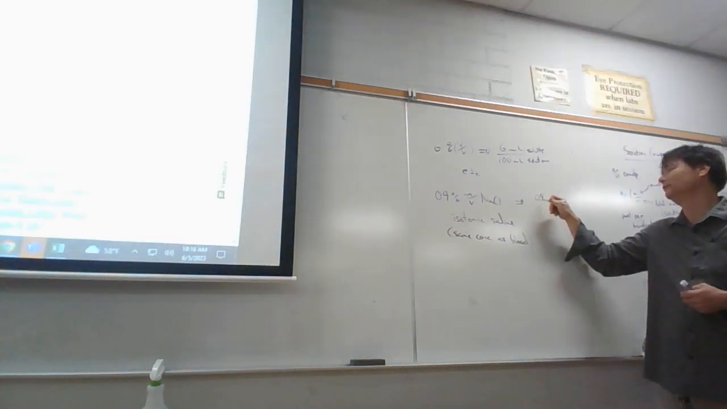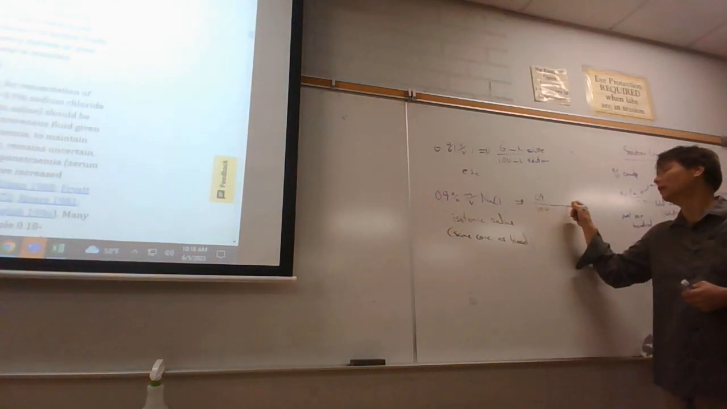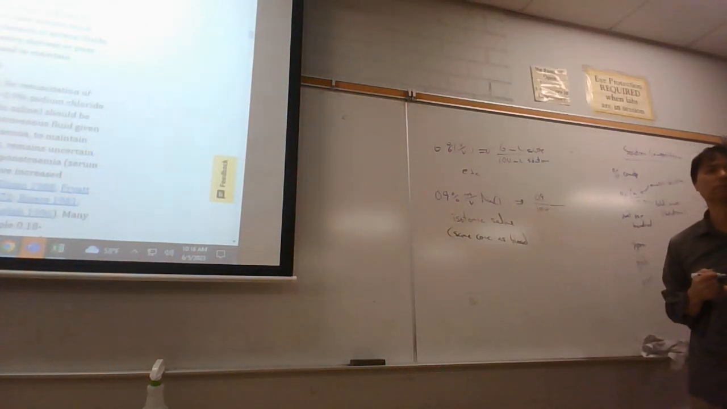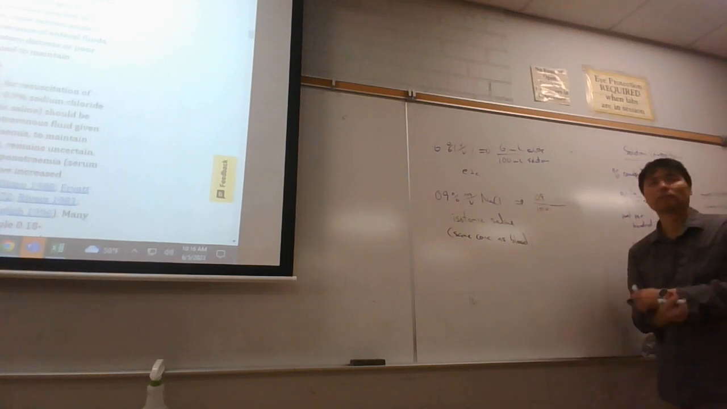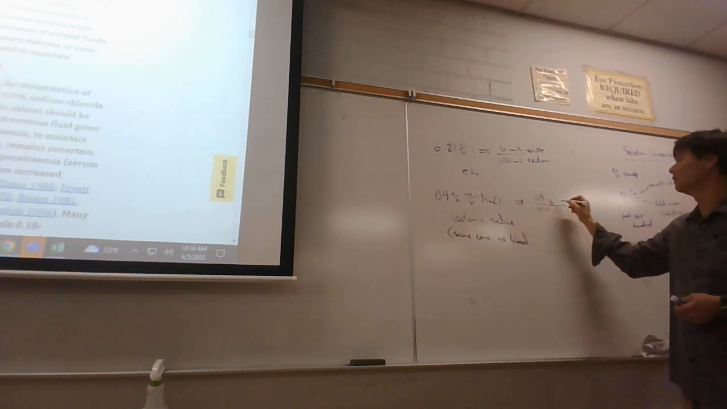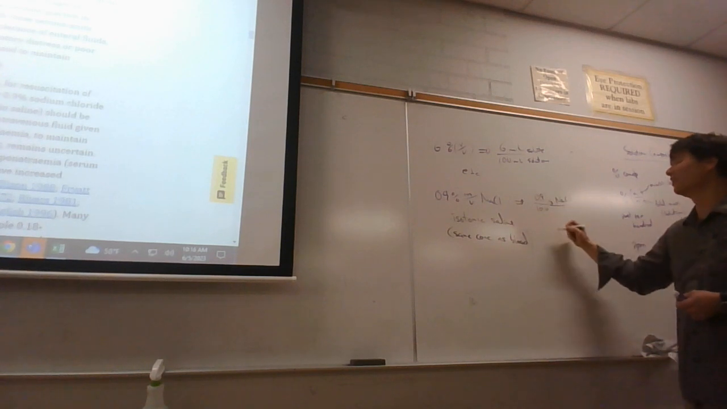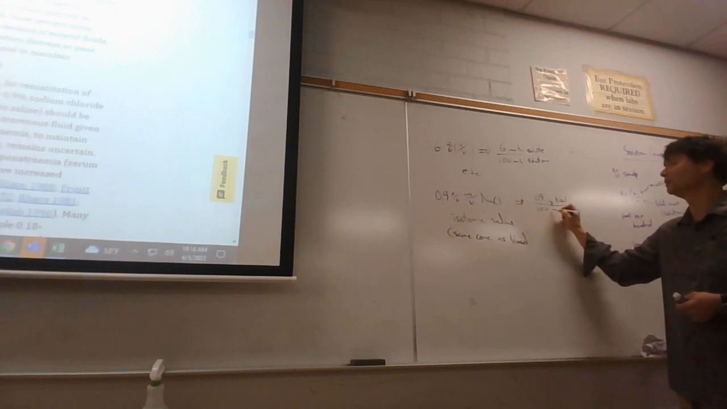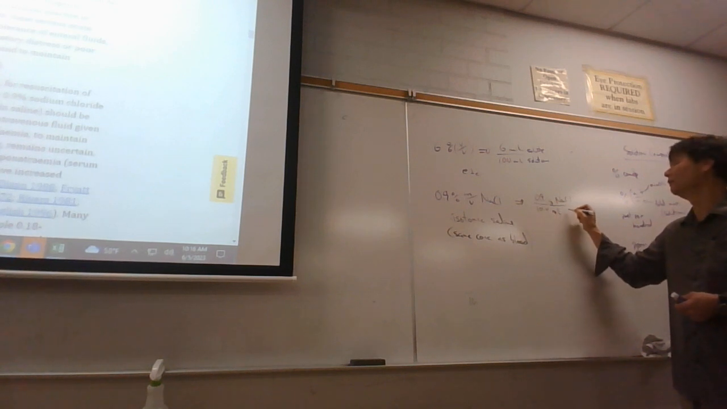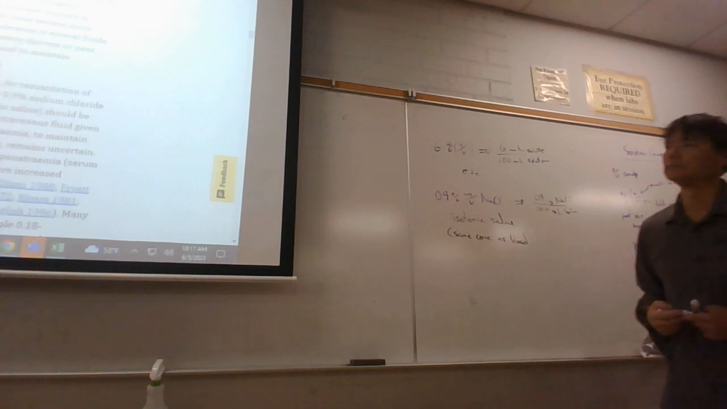0.9 over 100. That's correct. Okay, 0.9 what? Grams of NaCl per 100 milliliters of solution. That would be it.